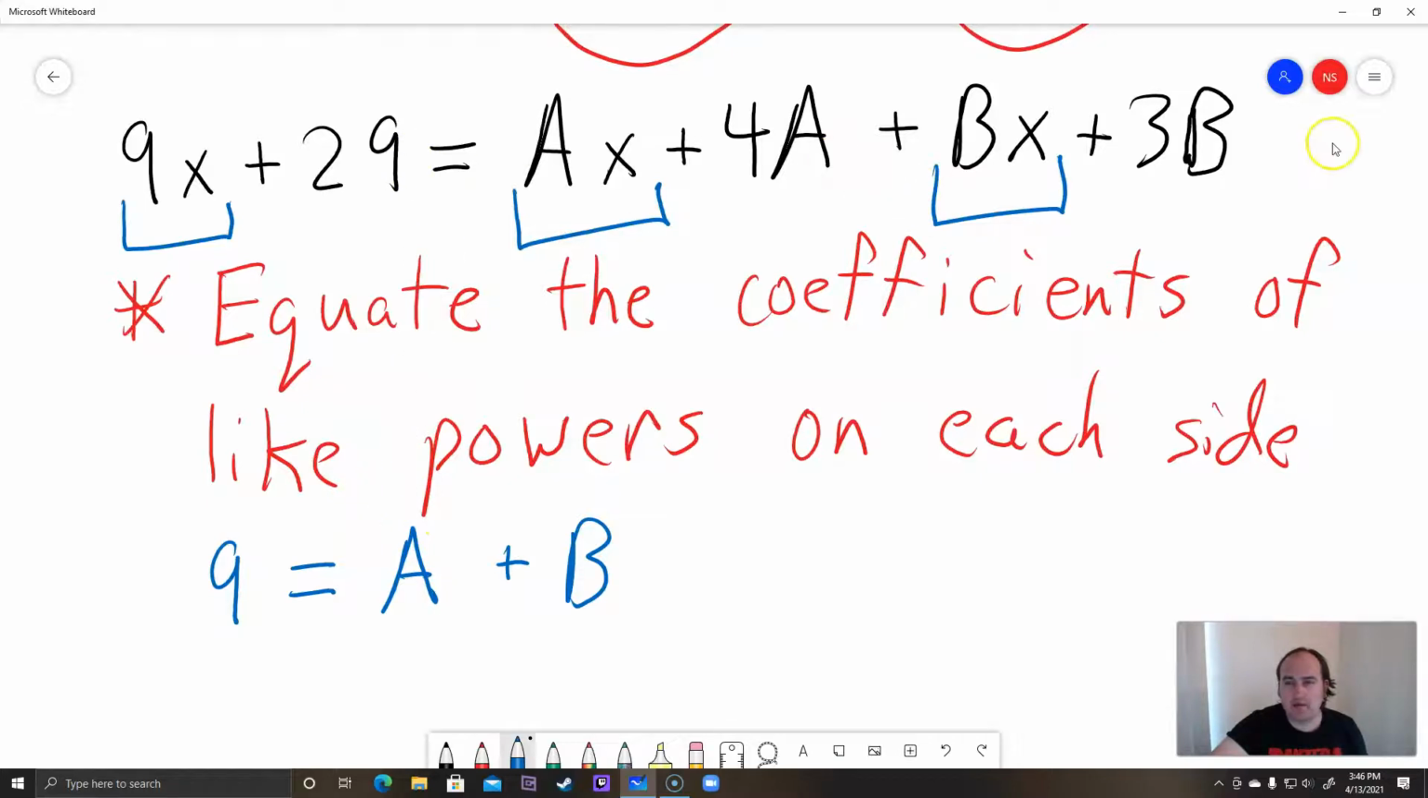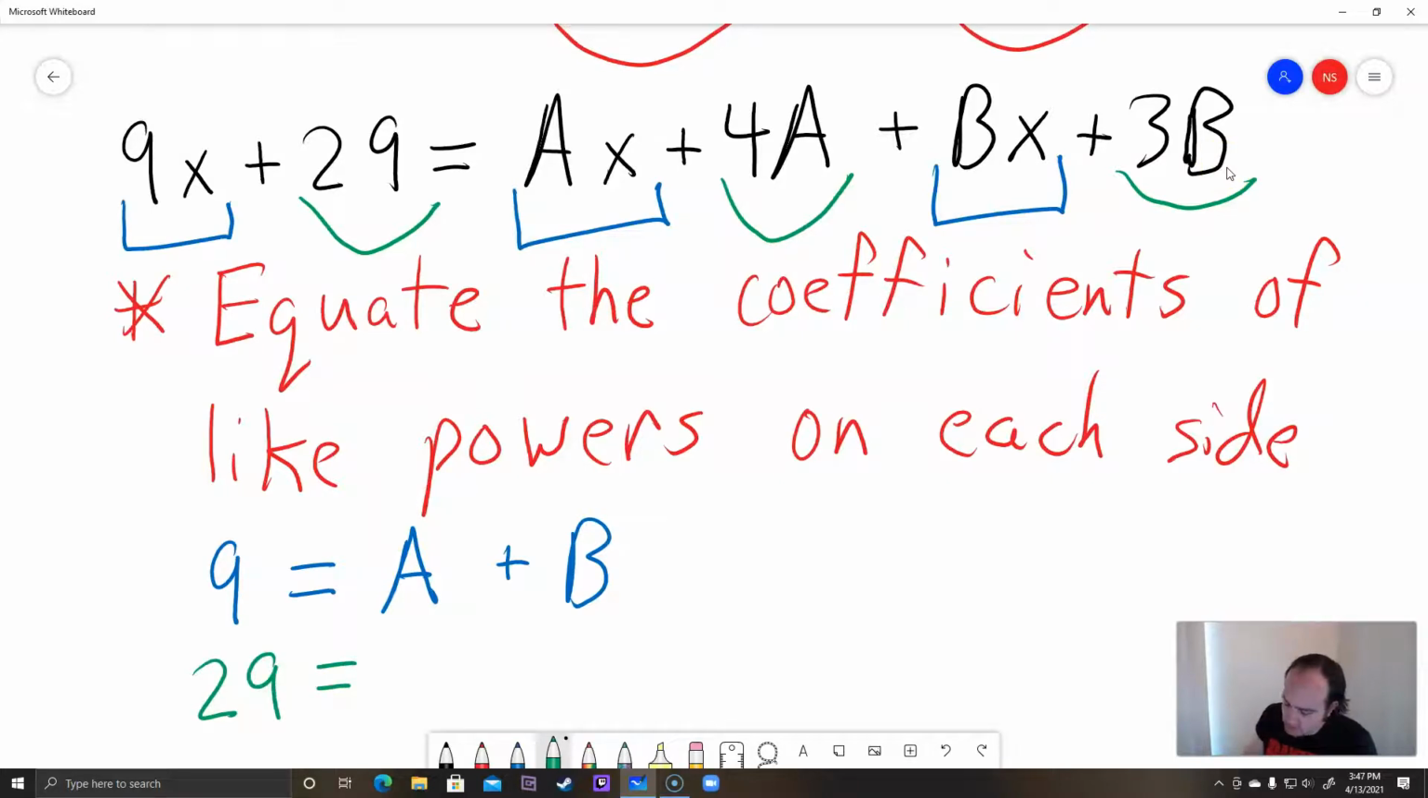And then what about the rest of this? Well, in green here I can highlight the constants. Here the constants are 29, 4a, and 3b. So on the left side we have 29, on the right side we have 4a plus 3b. So what's that equation going to give us? We're going to have 29 equals 4a plus 3b.